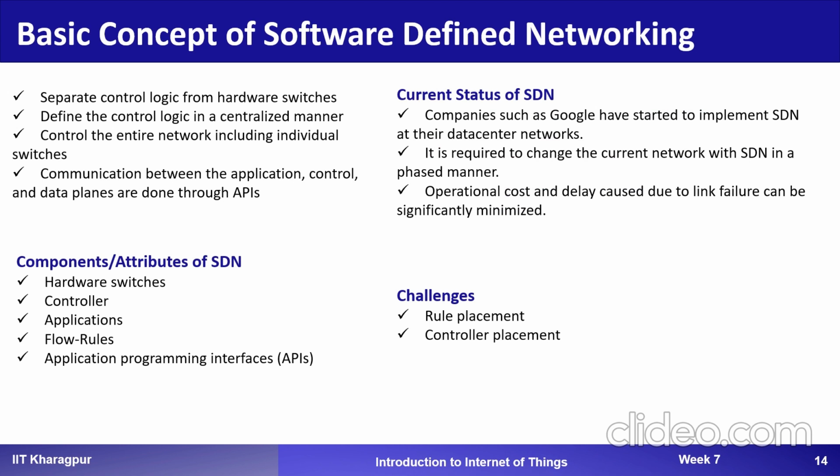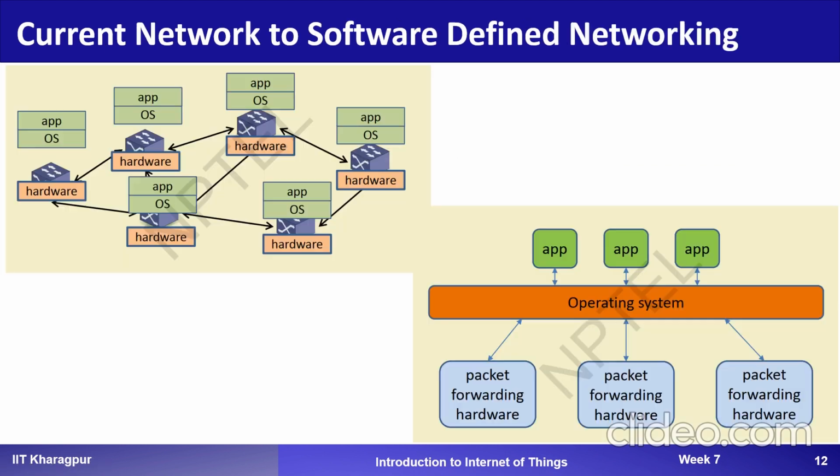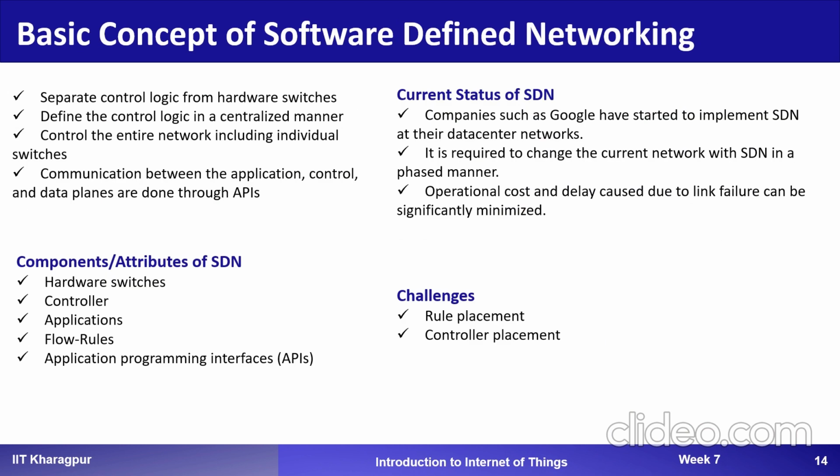Now the basic concept of software defined networking: separate control logic from the hardware switches. Excuse me, ma'am, in the previous figure, where will the operating system be? The operating system is at this control plane. This is the hardware part, which is just sending the data. That is your data plane, and the controller system will contain your OS, and the application layer is the other layer. So this control plane is your network operating system.